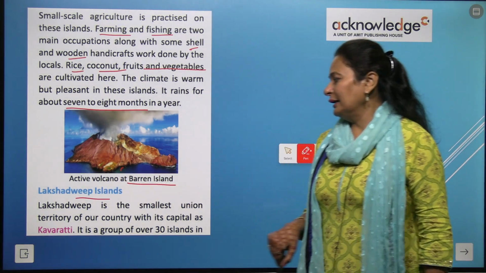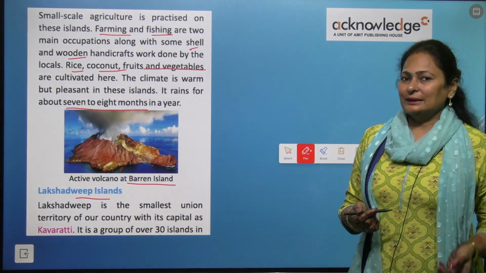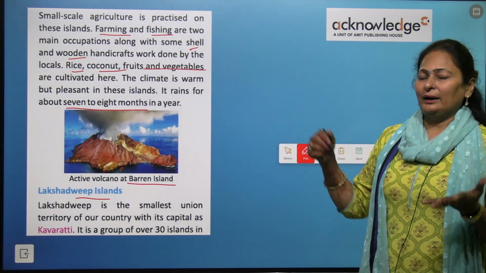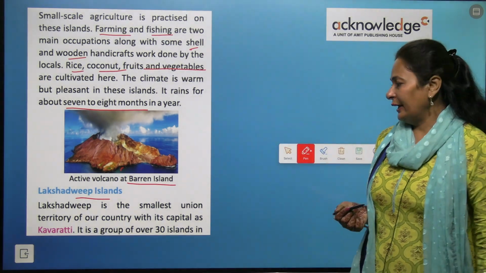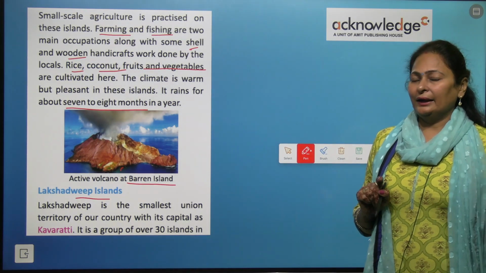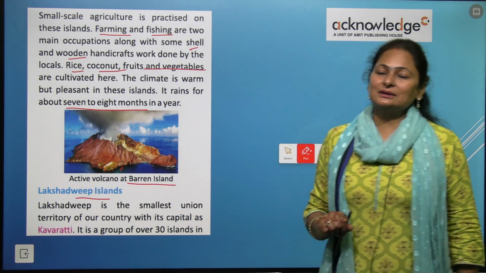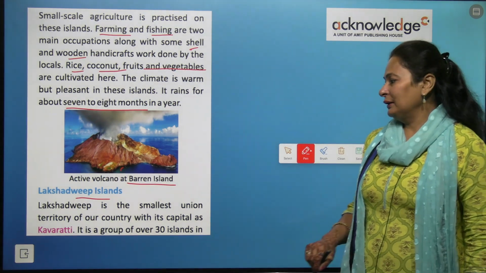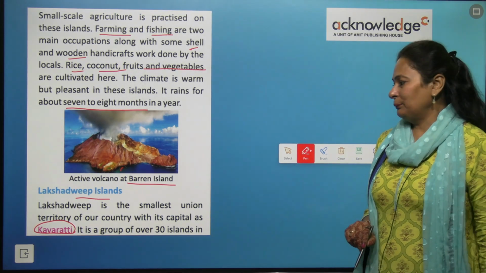Now, Lakshadweep Islands. Lakshadweep is the smallest union territory. This is a union territory of our country. Even Andaman and Nicobar Islands are also a union territory, and it is governed by the president, right? India has 8 union territories, right? And out of 8, Lakshadweep is the smallest union territory of our country, and the capital is Kavaratti. This is the capital of Lakshadweep Island.